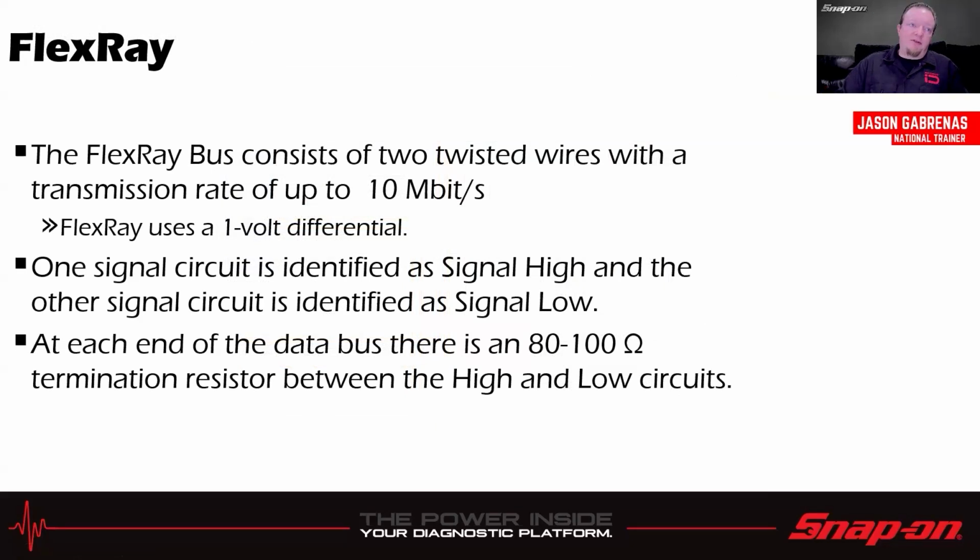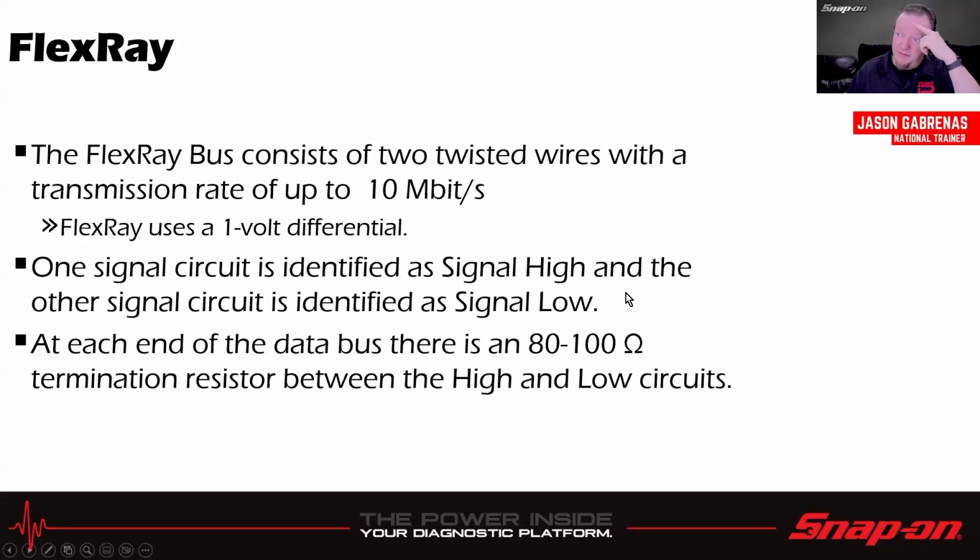Then we have FlexRay. FlexRay is used on a lot of European vehicles. I know BMW for sure uses it a lot. Mercedes uses it a fair amount as well. It is similar to CAN, but it's not CAN. Consists of 2 twisted wires, similar to CAN, with a transmission rate of up to 10 megabits per second, so considerably faster than CAN. FlexRay uses a 1-volt differential. We're getting down in voltage differences because of the speed of how quickly they have to switch on and off from 1 to 0. So it doesn't have a lot of time to move up and down.